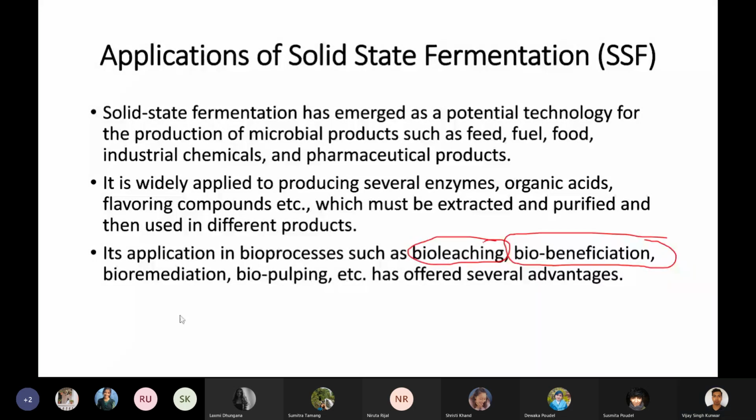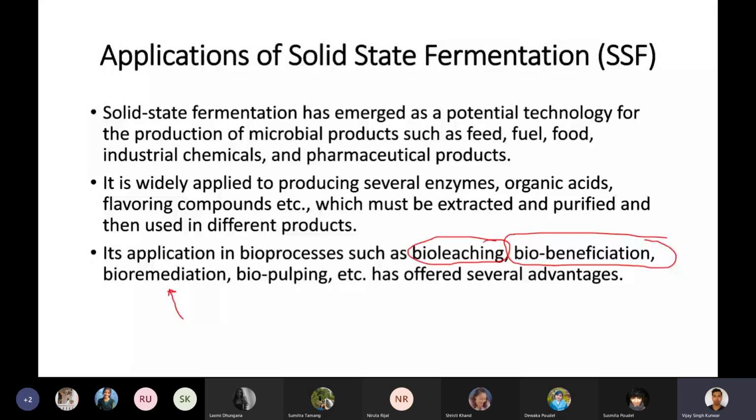Bioremediation is about using microbes to clear the waste generated by, it can be some radioactive waste, chemical waste, or pollution, those pollutions can be removed with the help of microorganisms, and that is called bioremediation. Biopulping is about the paper industry. It is one of the most polluting industries, right? And the pulp generates lots of chemicals that are used. In biopulping, microbial transformations help in this biopulping.